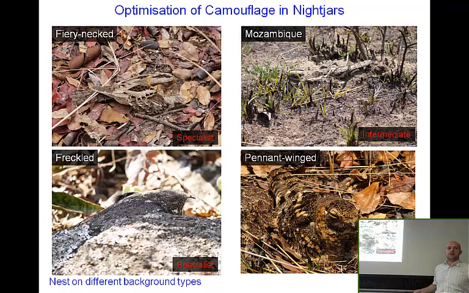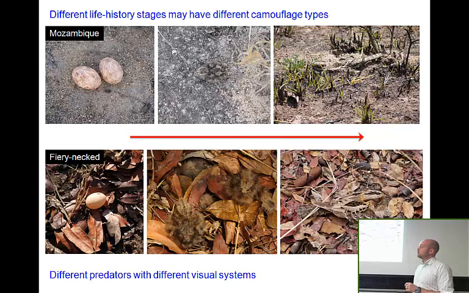So what we can start to do then is to determine whether different types of camouflage have evolved against different substrate types. And the interesting thing with the pennant-winged is we might expect that individual females will start to specialise on particular substrates, just like host races of a brood parasite. We also have the three different life history stages, the eggs, the chicks, and the adults, and we can compare how their camouflage differs, especially because they're faced with different predators with different visual systems.